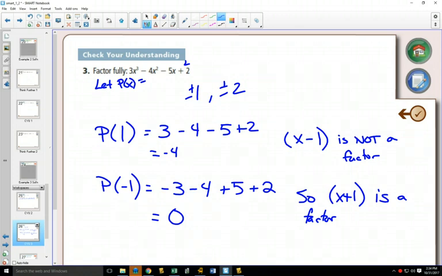So x plus 1 is a factor. And as soon as you find one factor, then you can use synthetic division to break it down. So I found out that x plus 1 is a factor. I'm going to divide 3x cubed minus 4x squared minus 5x plus 2.